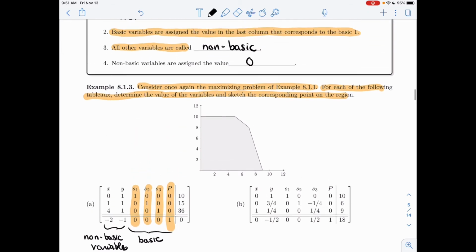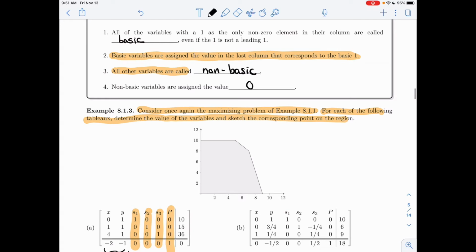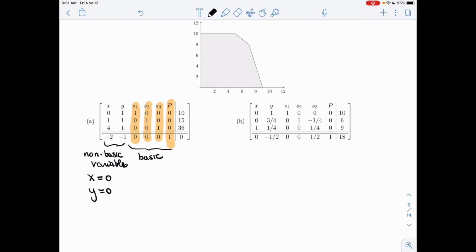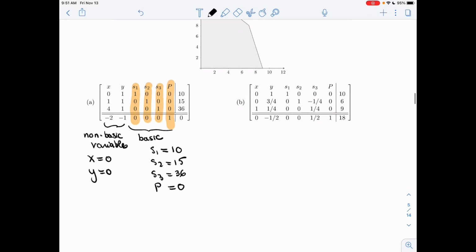All right, so we're told to assign value 0 to non-basic variables. So that means x is 0 and y is 0. And we're going to read the value of the basic from the constant column. So here S1, that comes from the first row, that's going to be 10. S2 equals 15. S3 equals 36. And P equals 0. So this tableau corresponds to the corner x=0, y=0.